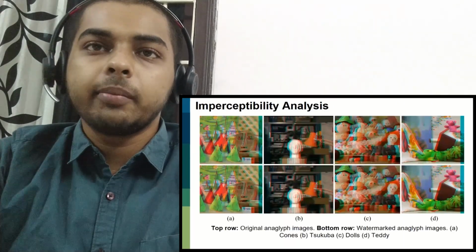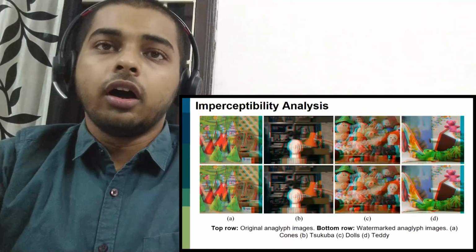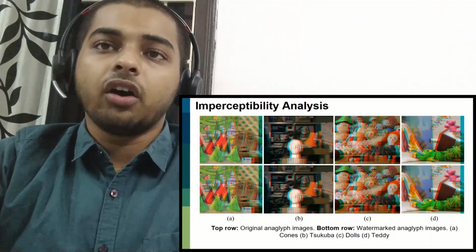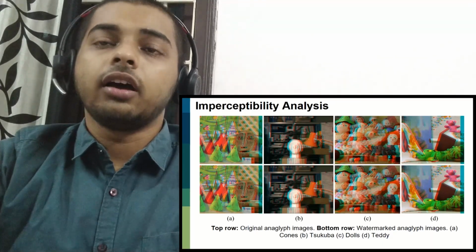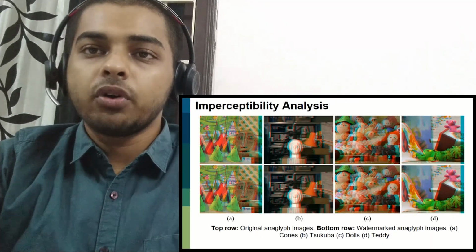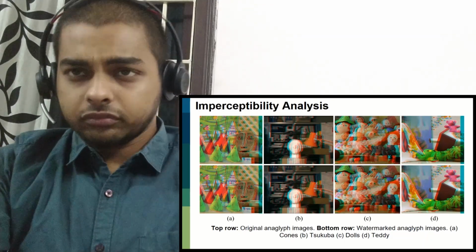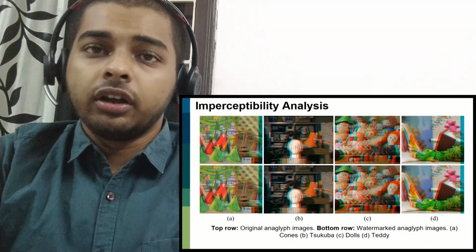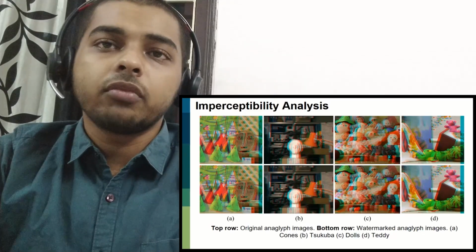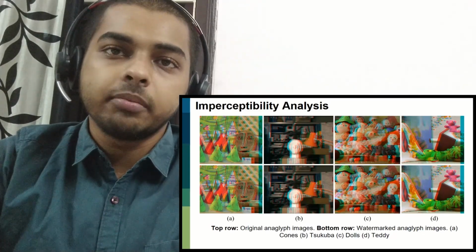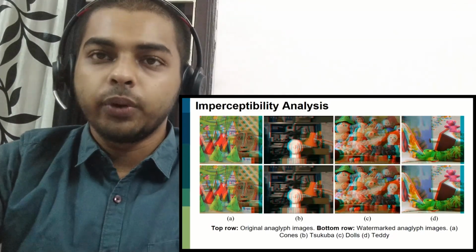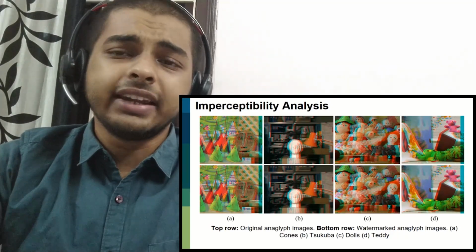So this is the imperceptibility analysis. The top row is the original anaglyph images, and the bottom row is the watermarked anaglyph images. From the top row and bottom row, the original anaglyph image and the watermarked anaglyph image, we can see that both are near identical.